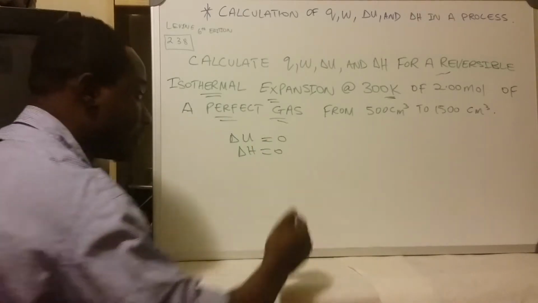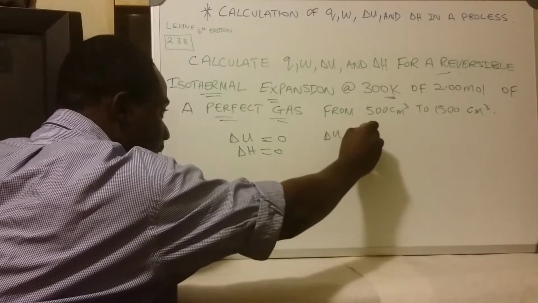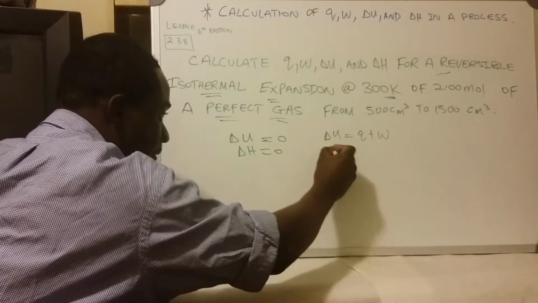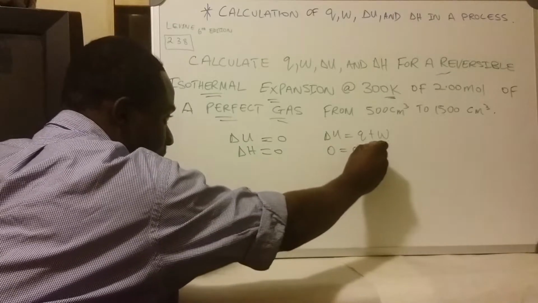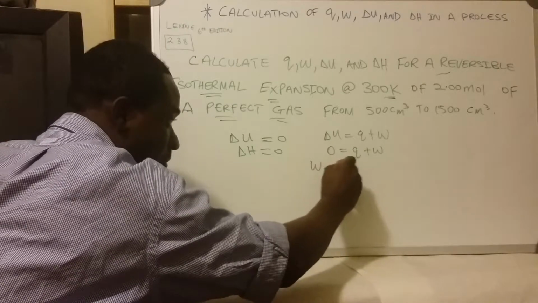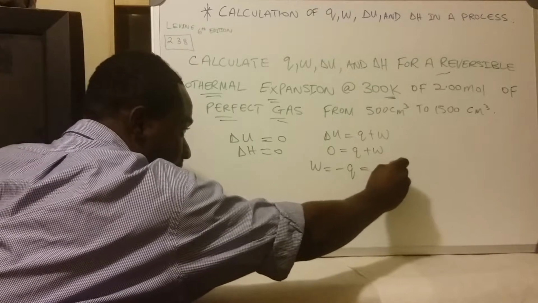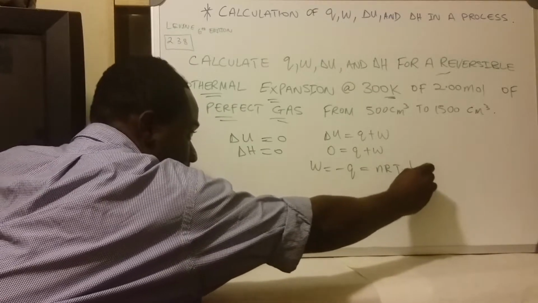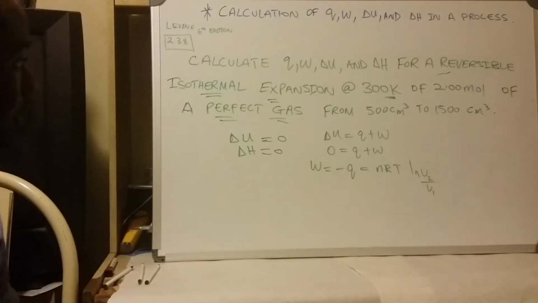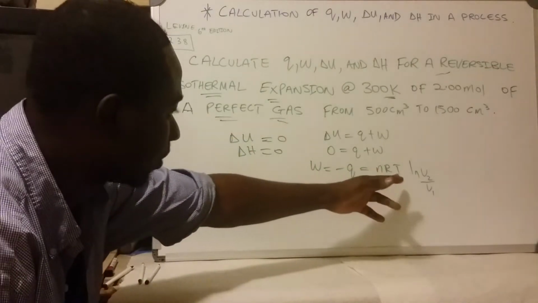So according to the formula, we have delta U is equal to Q plus W. Delta U is equal to 0. So you have 0 is equal to Q plus W. W is equal to minus Q, which is equal to NRT ln V2 over V1. So this example is pretty much straightforward. All you have to do is plug in what's given.